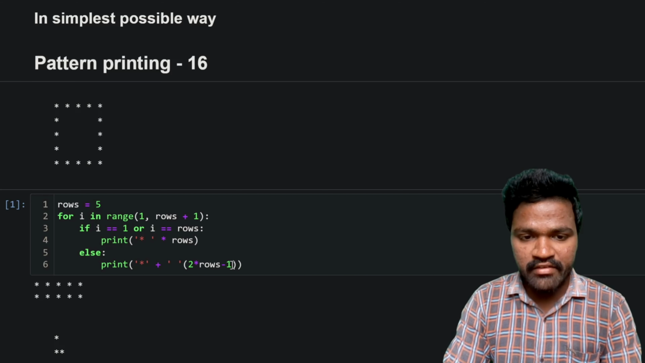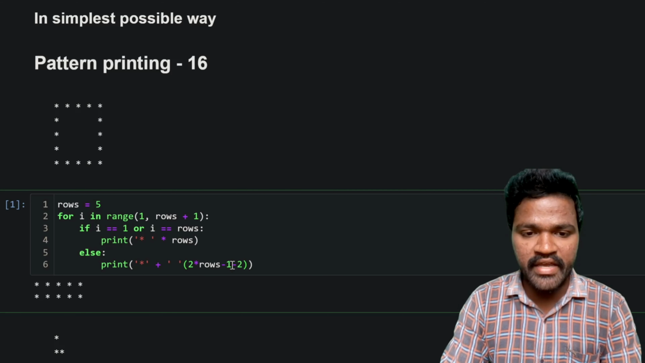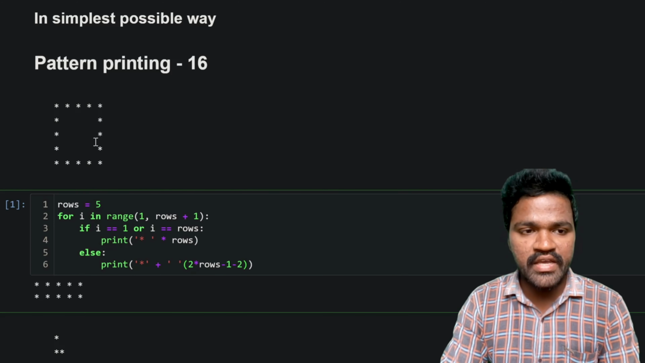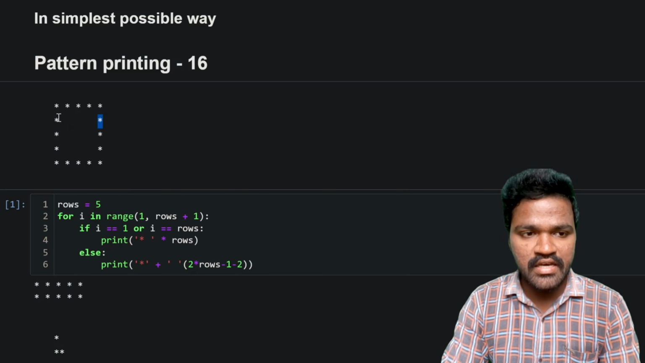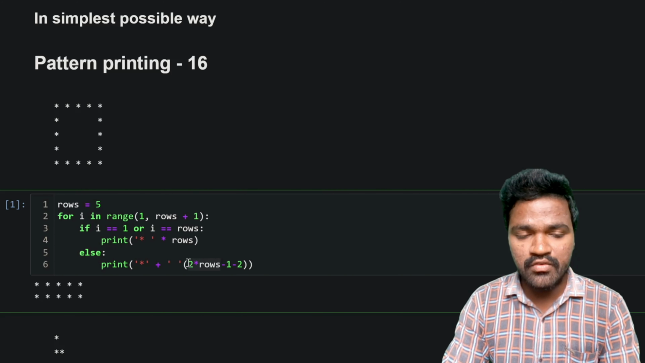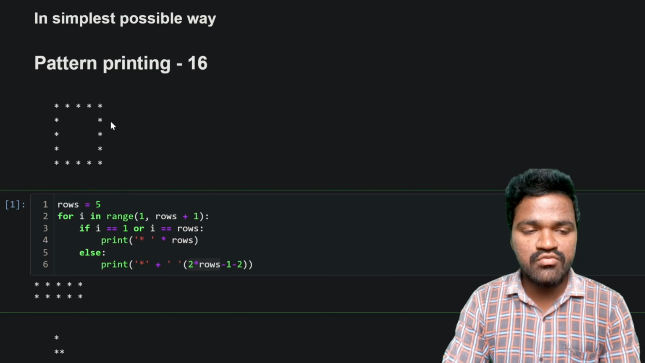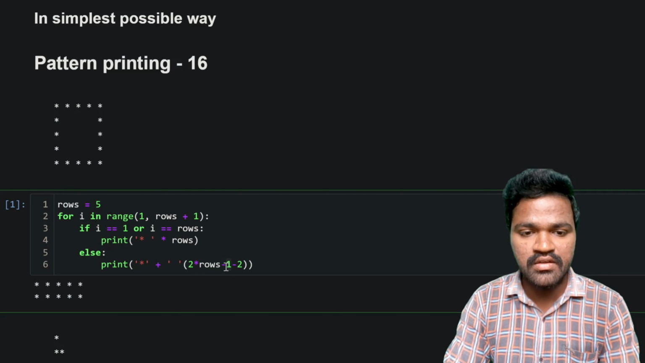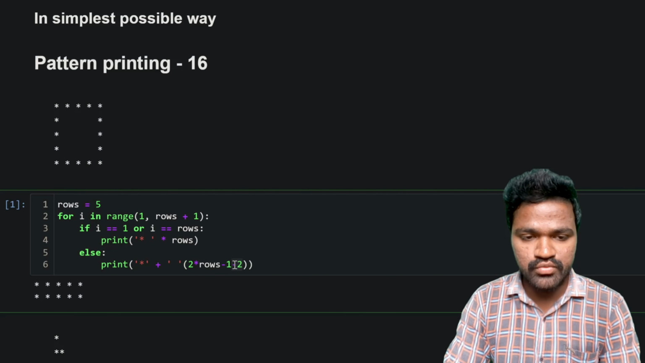So for that reason, I will exclude that by mentioning minus 2. By mentioning minus 2, we are excluding these particular stars from this pattern. So I hope you can understand this. 2 into rows, how many rows are we having, which is 10. I don't have 10 here, I have 9 only. Because of that reason, I am mentioning minus 1. So to exclude these particular stars, I am mentioning 2.